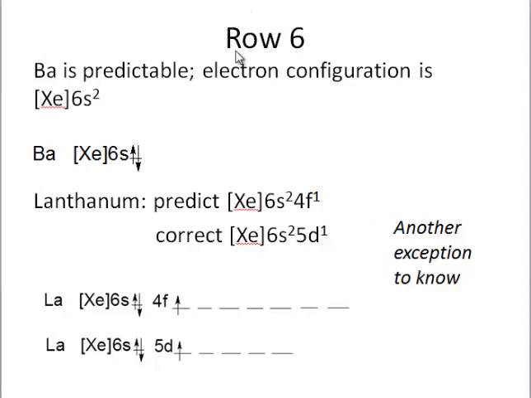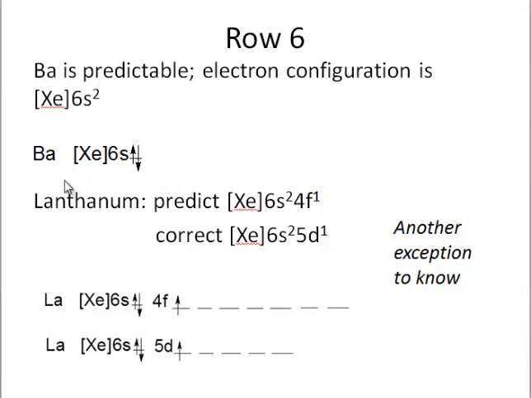Alright, moving into row 6. Barium is predictable. Its electron configuration is xenon core 6s2. So here's an electron configuration, and here is the orbital diagram for barium.